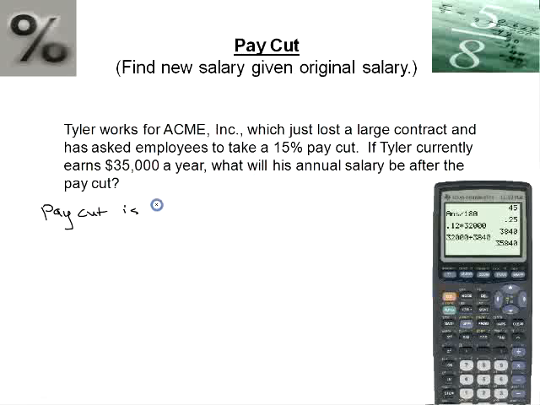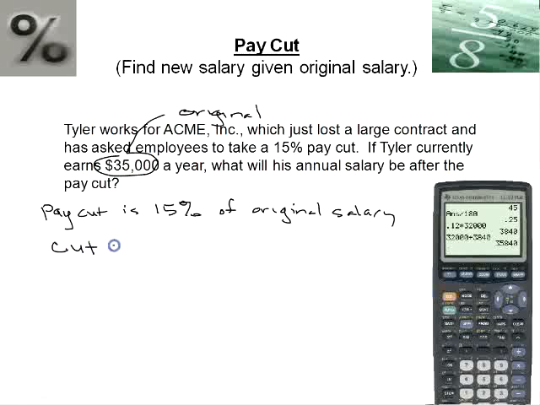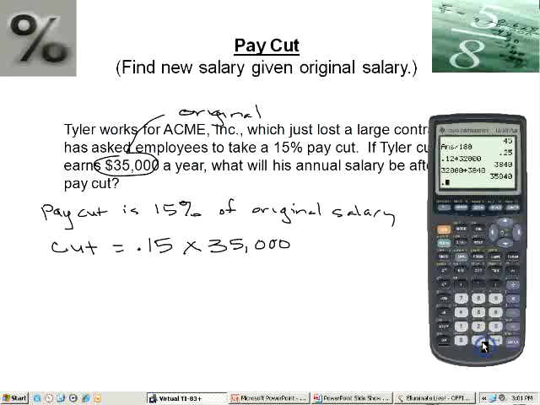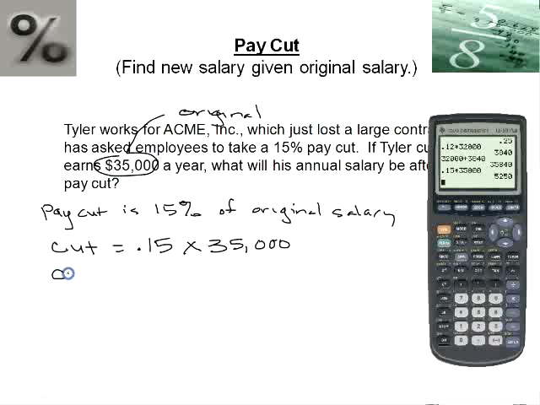His pay cut is 15% of his original or current salary, and this is his original salary before the cut. So his cut is 0.15 times $35,000. His pay cut is $5,250.